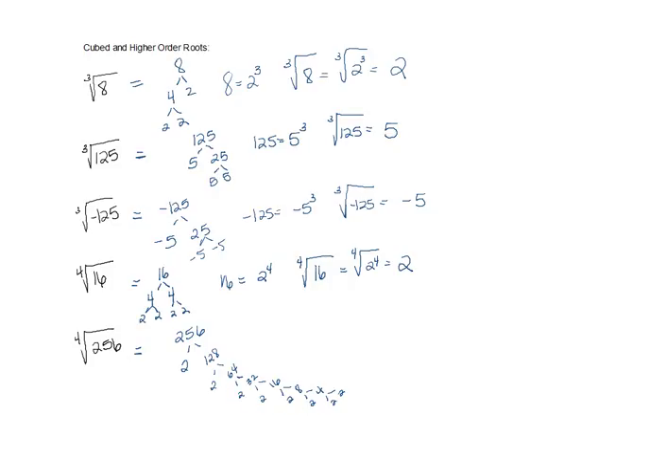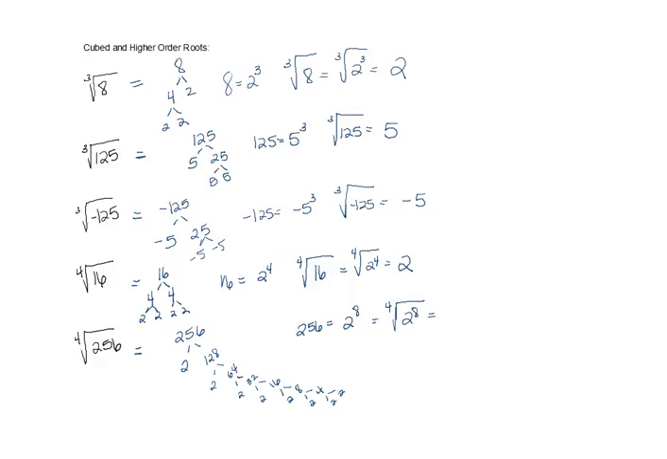So if I'm going to take the 4th root of 2 to the 8th power, I can break that up into the 4th root of 2 to the 4th power times the 4th root of 2 to the 4th power. Each one of these is going to equal 2, and 2 times 2 is 4. So we know that the 4th root of 256 equals 4.